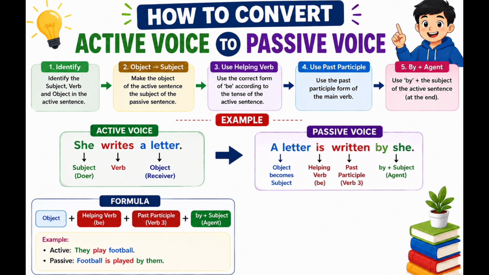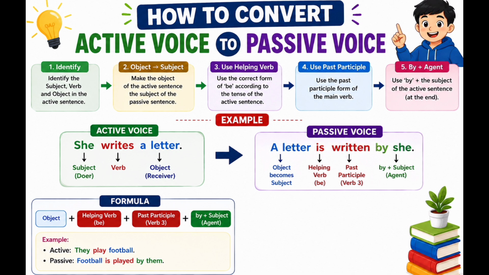And then we have to use the past participle according to the tense, that is, it will be the third form of the verb. And then at last we have to write the by plus agent. Use by plus the subject of the active sentence at the end. For example, she writes a letter. Here she is the subject, writes is the verb and a letter is the object.